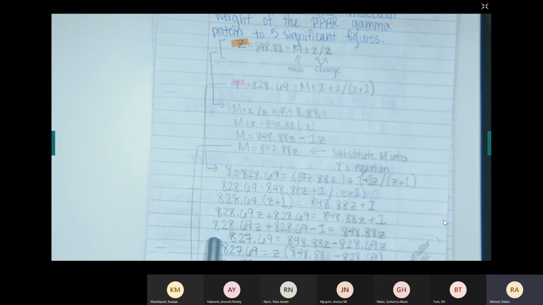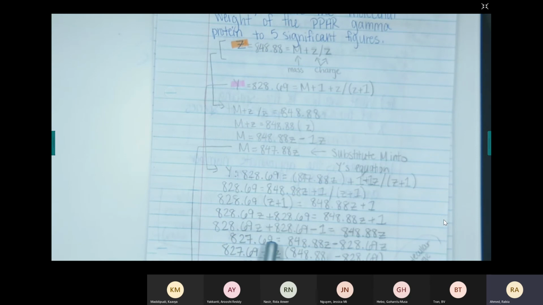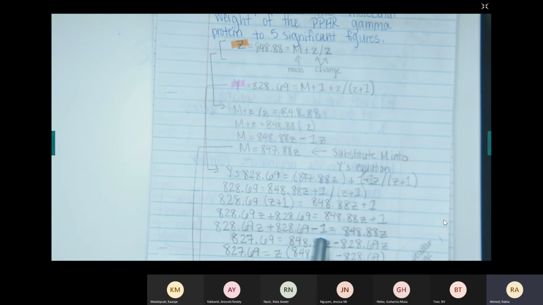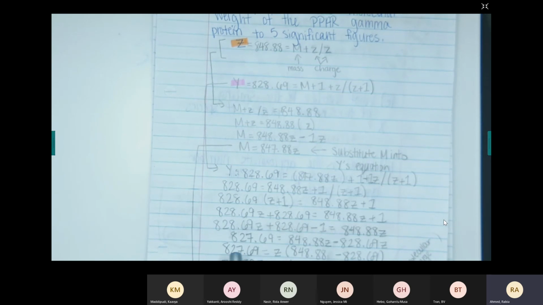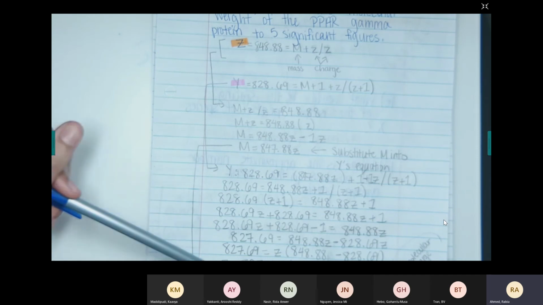For the next step, we're going to do 828.69 Z plus 828.69 minus 1, and that equals this. Then I'm going to bring this Z over here and subtract it, and basically get the Z out and multiply it by this, and it still equals 827.69. I cannot say my numbers today. Then Z equals 827.69 divided by this. So we're going to isolate the Z. You guys can see it, sorry. We isolate the Z, and we get Z equals 41.